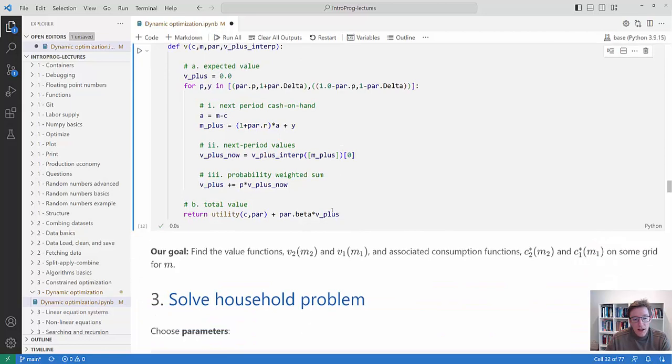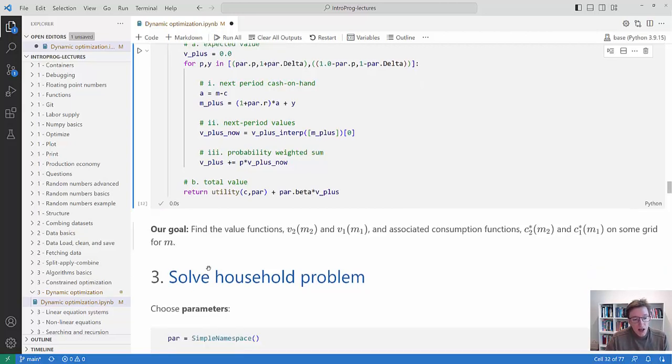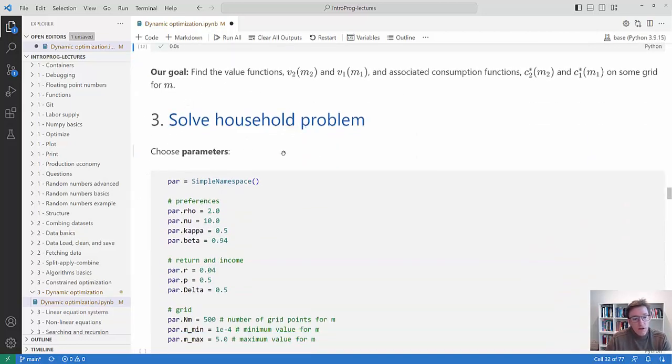So if we have an overview now, our problem is we want to find the functions v2, v1, and we want to find the consumption functions c2 and c1, which determine what you want to do. And we want to do this on some grid for m. So note this is different from when we usually solve optimization problems that are static. Then we will find a solution to the problem, the maximizing value, or at least a set of maximizing values. But here we are interested in saying, given that this is your input, what will the optimal decision be? And so we need to solve the household problem.